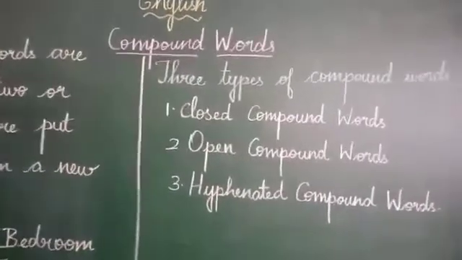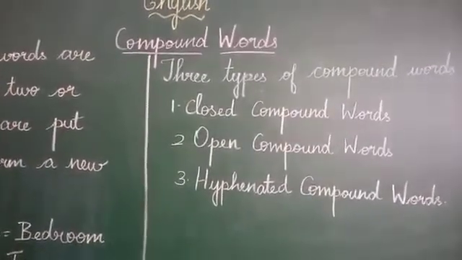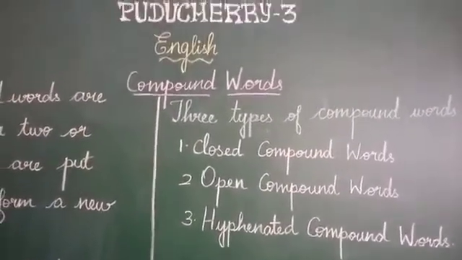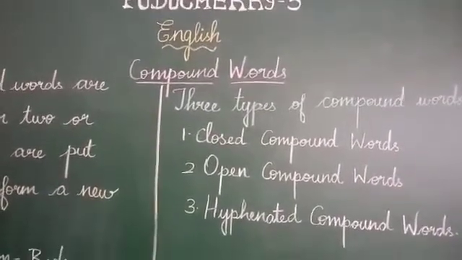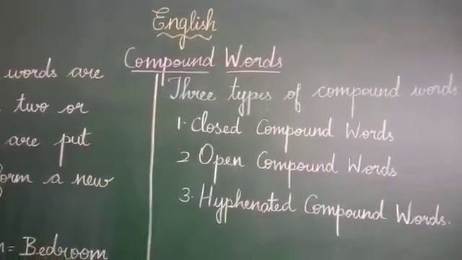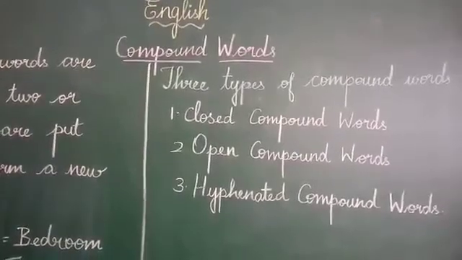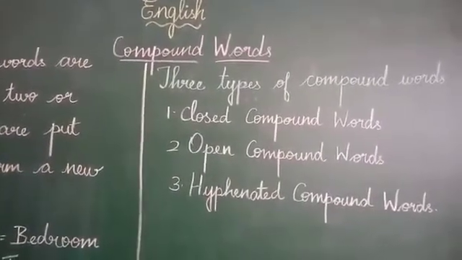What are closed compound words? In closed compound words, they don't have a space between. But in open compound words, they have a space in between. And in hyphenated compound words, in between they are connected with a hyphen.